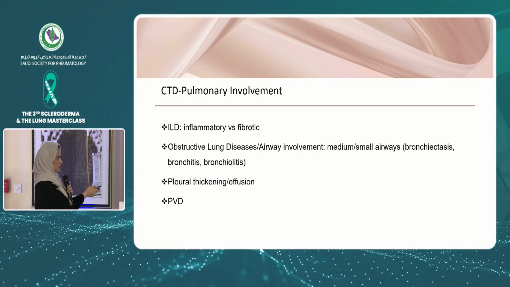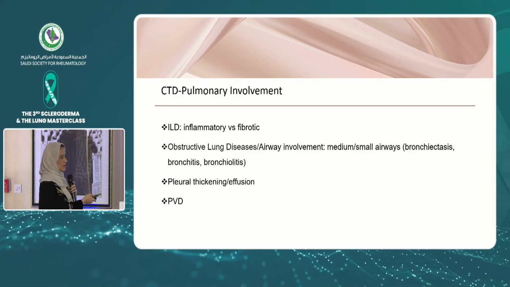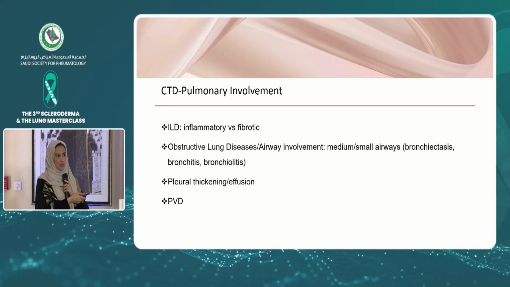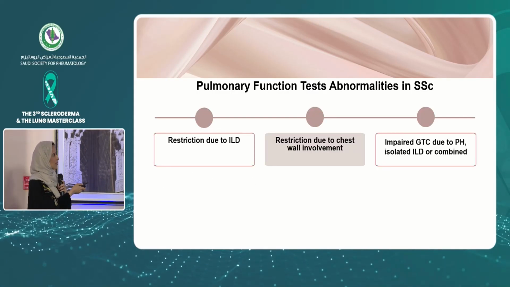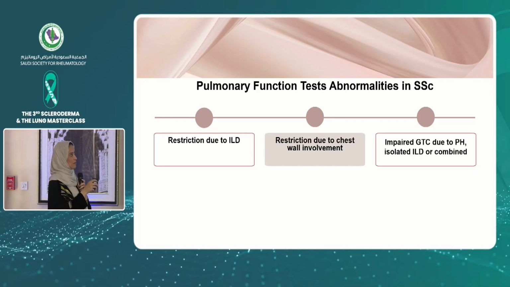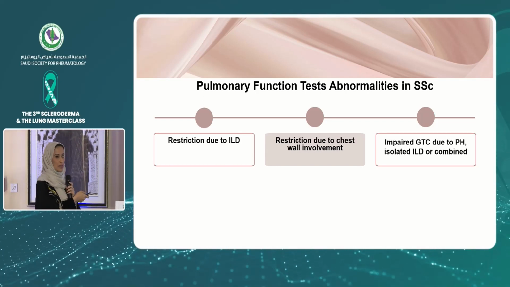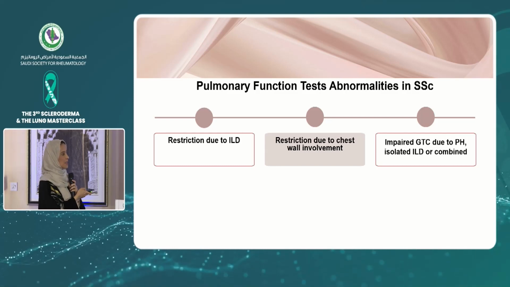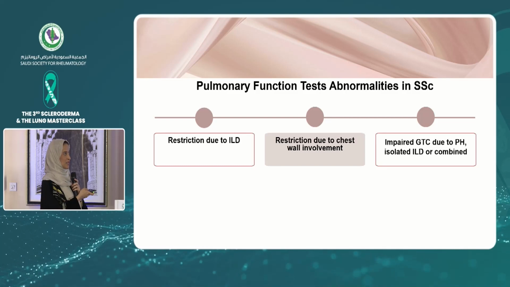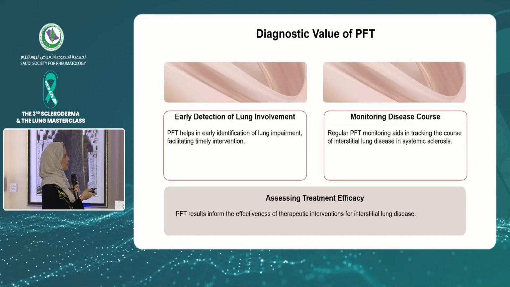Pleural thickening and effusion can be translated into extraparenchymal involvement, and pulmonary vascular disease, pulmonary arterial hypertension, as well. So the PFT abnormalities are either going to be a restriction due to ILD, restriction due to chest wall movement, or impaired gas transfer capacity due to pulmonary hypertension in isolation or in combination with ILD.